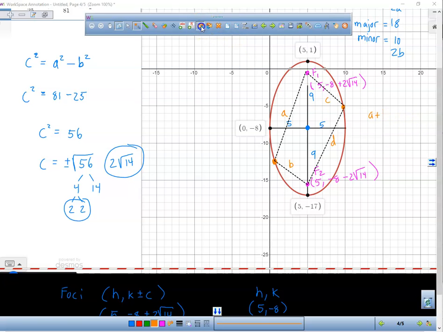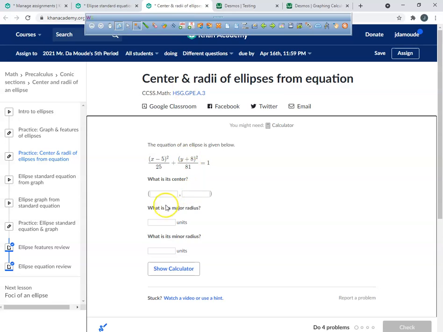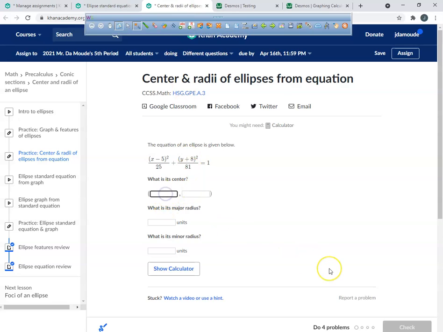I'll take all those off because you don't need all that junk on in your journal. And I'll take that one off right there. There we go. Now, on the Khan Academy, what are they going to be asking you to find? Well, what's its center? What is its center for this one?